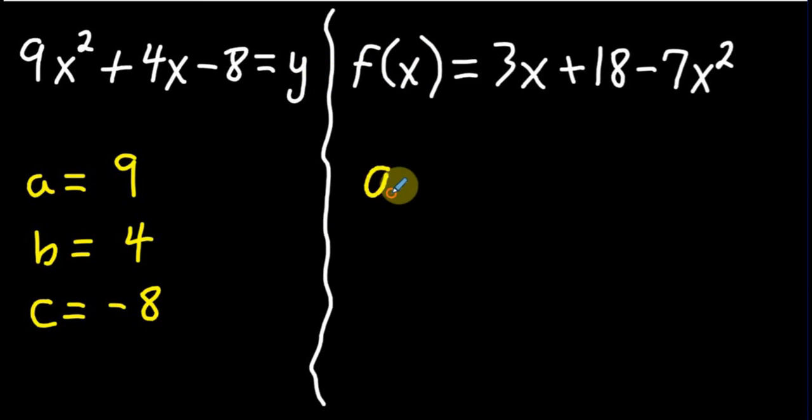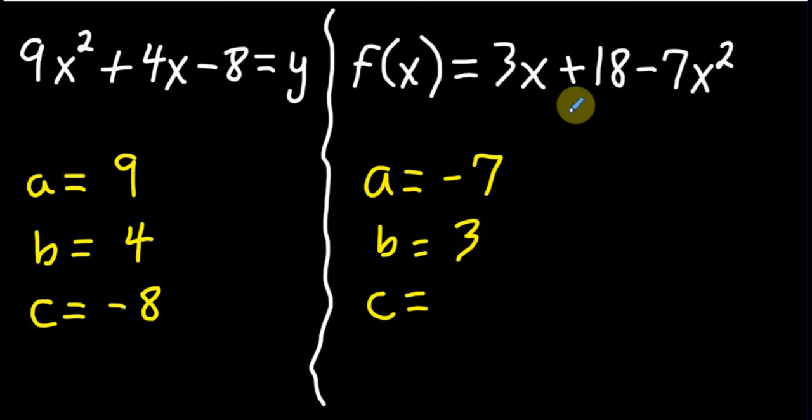Over here, instead of having y equals, we have f of x equals. Same concept. We're going to figure out what A, B, and C are. A is not 3, even if it comes first. What's in front of x squared? -7. So A is -7. B is what's in front of x, so it's going to be 3. And C is going to be the constant, the 18.